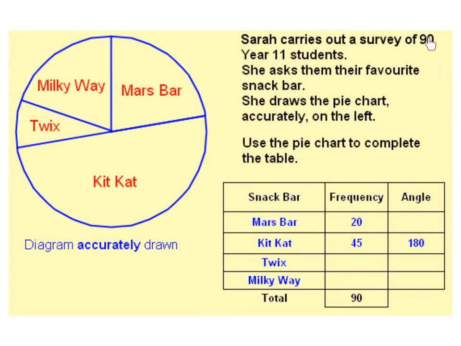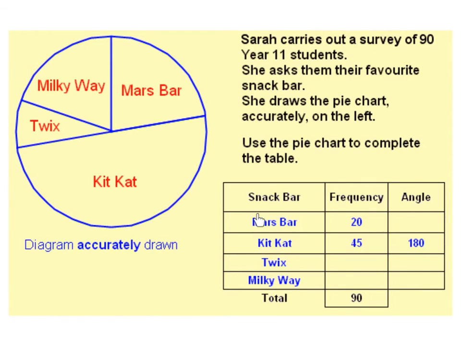Sarah carries out a survey of 90 Year 11 students. She asks them their favourite snack bar. She draws the pie chart accurately on the left. So here's Sarah's pie chart. We've got Mars bar, Kit Kat, Twix and Milky Way. Use the pie chart to complete the table.